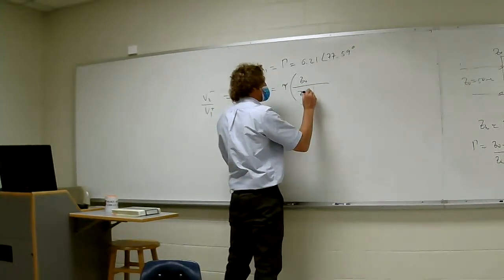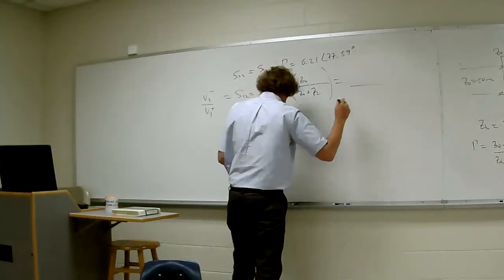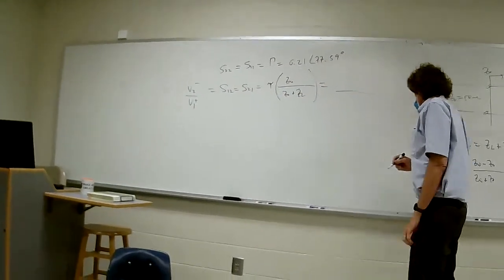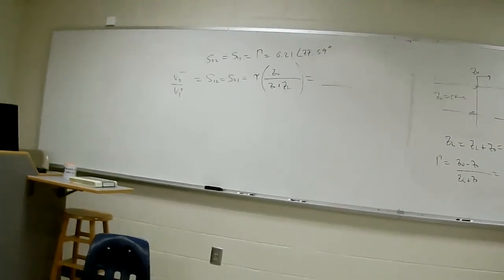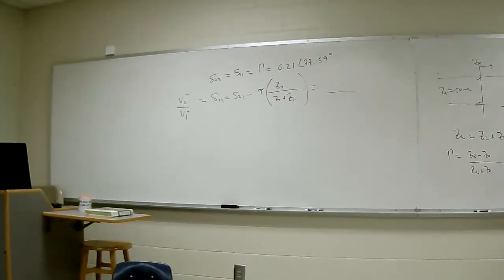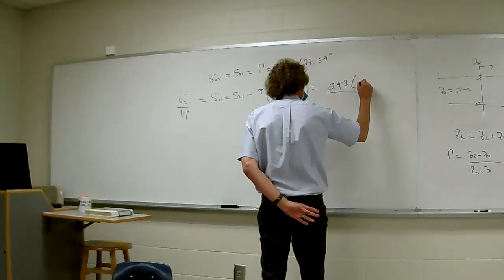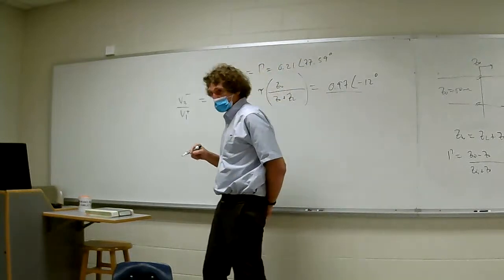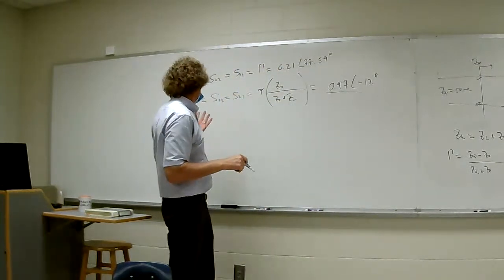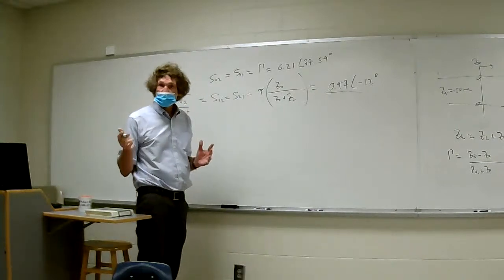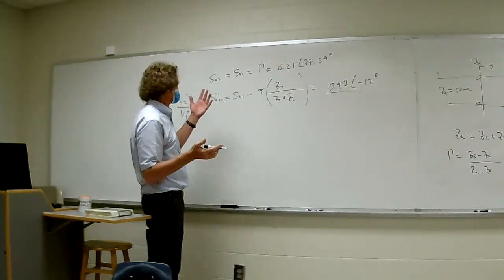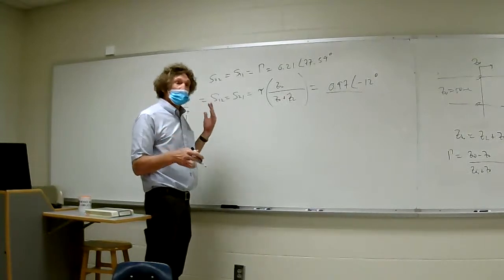ZL here. All right, so for this, what do you get? It's the transmission coefficient times 50 over 50 plus whatever that is, j22. I got 0.977 at an angle of -12. That sounds right. About minus 12 degrees? Yeah. Y'all with me? All right, so that's S12 and S21, right? And they're the same. So basically, as soon as you get S11 and S21 or S12, you have the others.